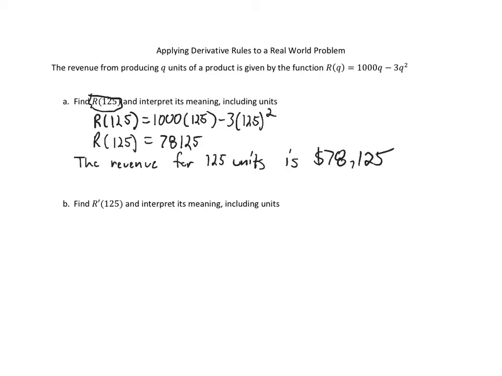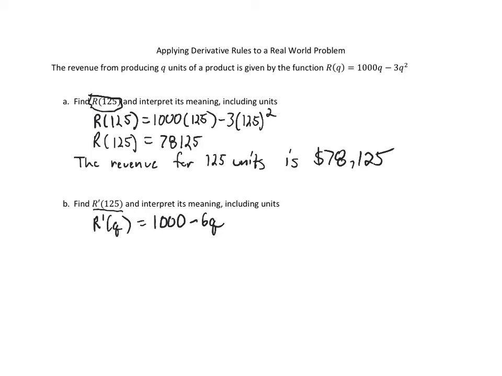If we want to find R prime for part B, R prime of 125, well then we actually need to compute the derivative, R prime of Q, and that will allow us to plug in some number Q. R prime of Q, using our rules, the 1000Q, the derivative of that would just be 1000, and the minus 3Q squared, the derivative of that would be negative 6Q, or 1000 minus 6Q.